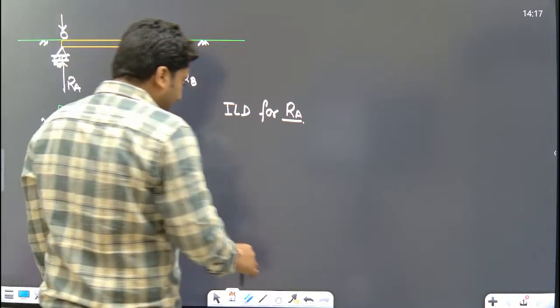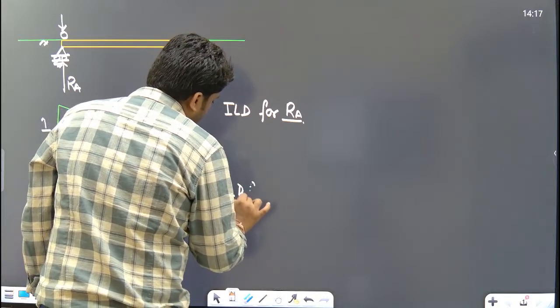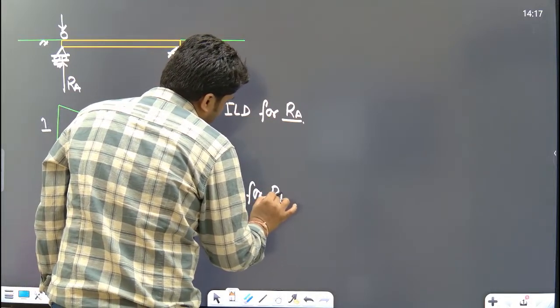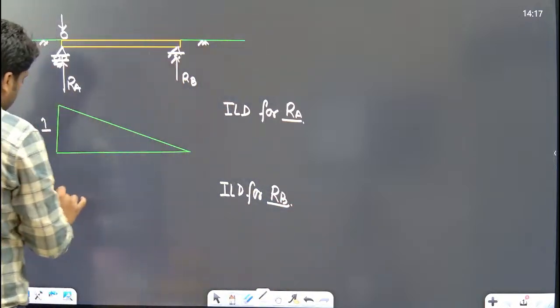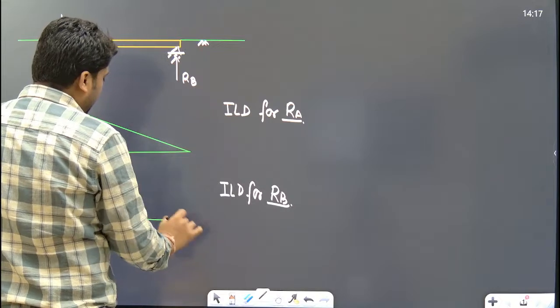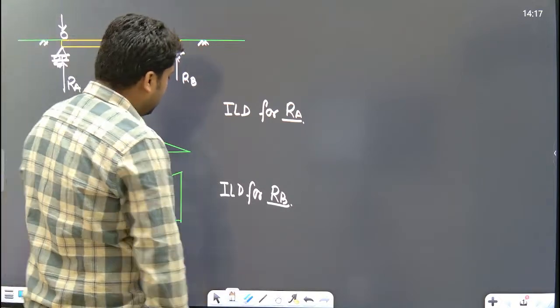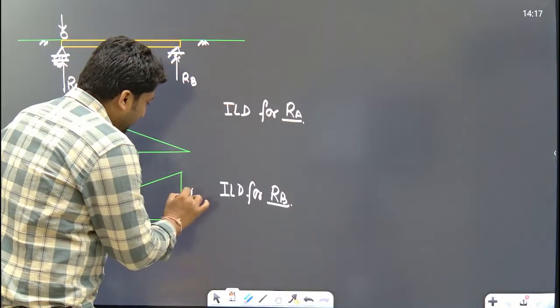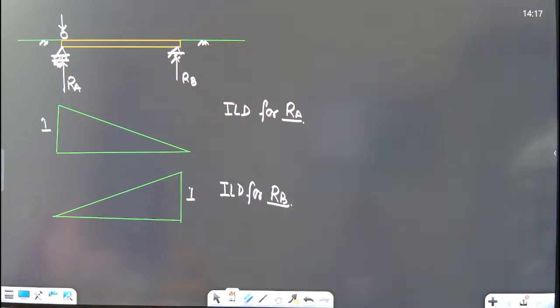If I need to draw the ILD for reaction at B, how do we draw it? Remove the reaction and lift the beam by 1 unit. The deflected shape is the ILD for reaction at B. Yes or no? Lift it by 1 unit. The deflected shape will be the ILD for reaction at B. Are you getting my point, everyone?